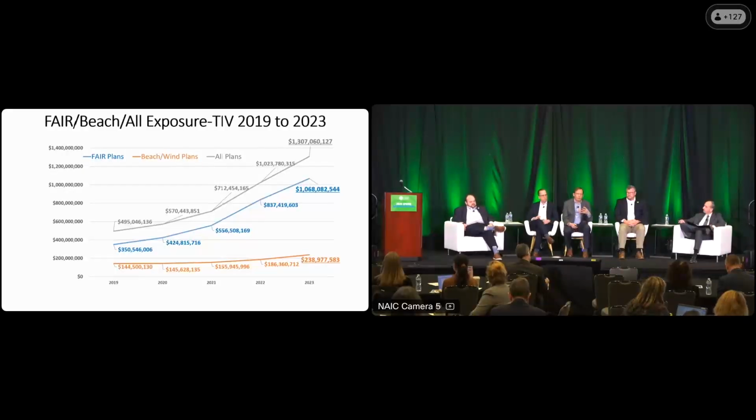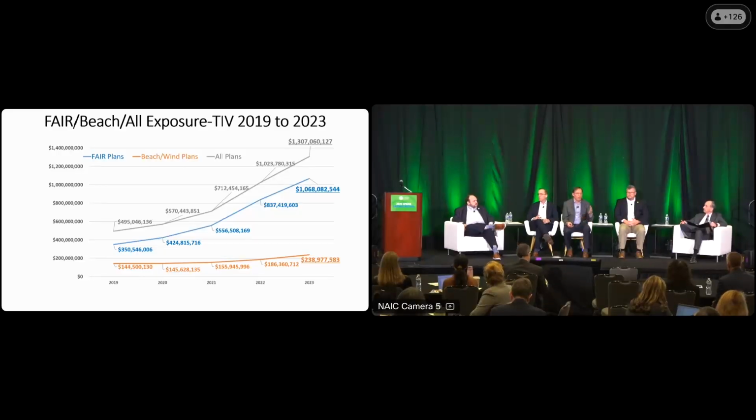The same story plays out with exposure. So starting in 2019, we're starting with $495 billion, and as of 2023, we're at $1.3 trillion. So the plans really are in uncharted territory. They're bigger than they've ever been. That's not the intent. The intent is to provide basic property insurance.